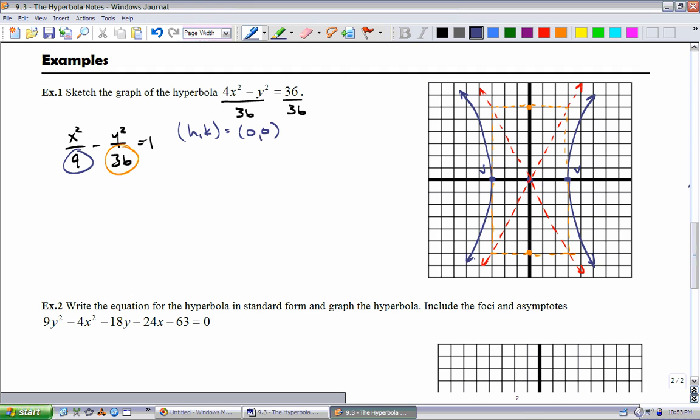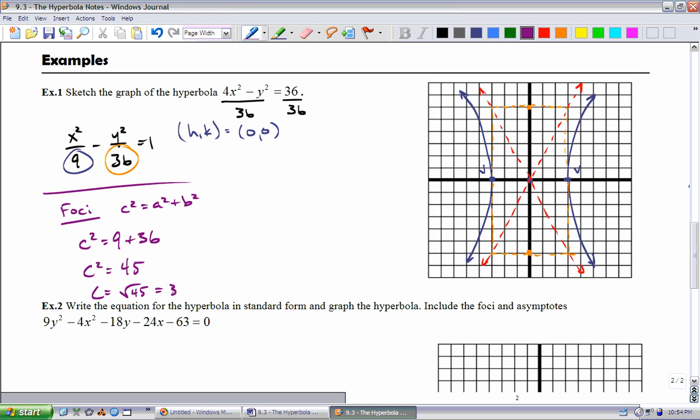Okay? One other thing, although I didn't ask you to do this, we're going to go ahead and do it right now. We're just going to find where the foci are. Now remember, the distance from the center to the foci can be found in this way. In this case I know a and b, so I can say c squared equals 9 plus 36, or c squared equals 45. So c equals the square root of 45.